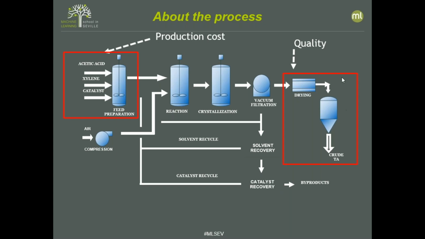The quality is analyzed here and is a parameter to be combined with the production cost in a target that we will see. The production cost at the end means saving chemicals used in this part of the process, like a solvent of acetic acid, the main raw material xylene, and catalyst as part of the reaction.